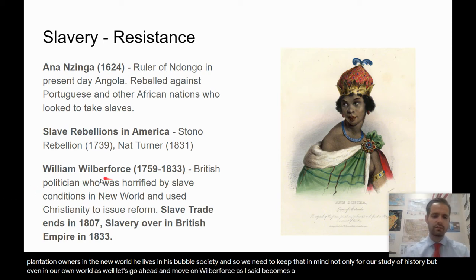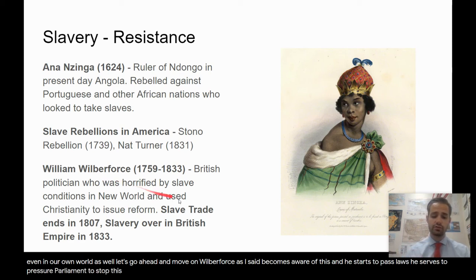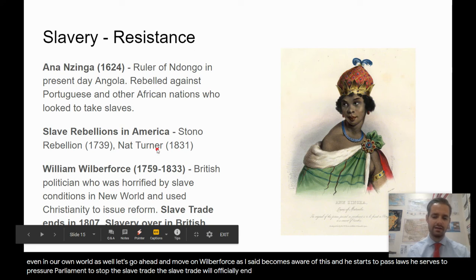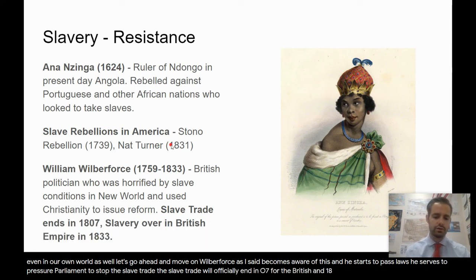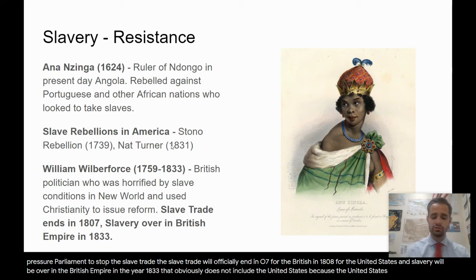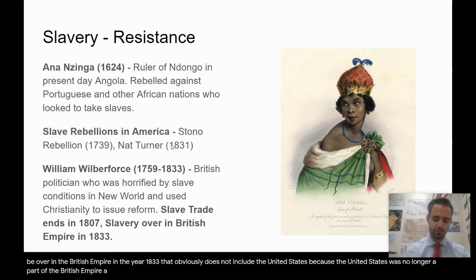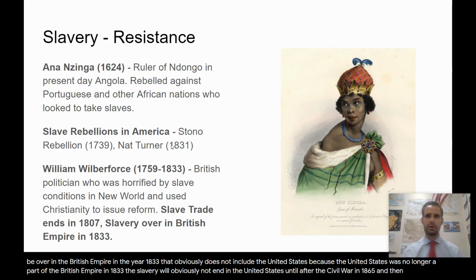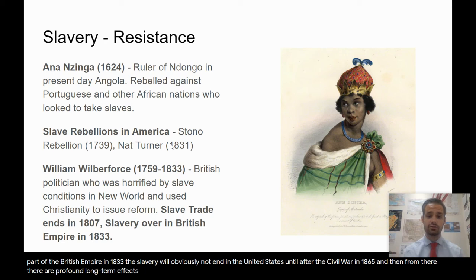Wilberforce, as I said, becomes aware of this, and he starts to pass laws. He starts to pressure Parliament to stop the slave trade. The slave trade will officially end in 1807 for the British, in 1808 for the United States, and slavery will be over in the British Empire in the year 1833. That obviously does not include the United States, because the United States was no longer a part of the British Empire in 1833. Slavery will obviously not end in the United States until after the Civil War in 1865. And then from there, there are profound long-term effects that you'll study more when you get to AP US history.